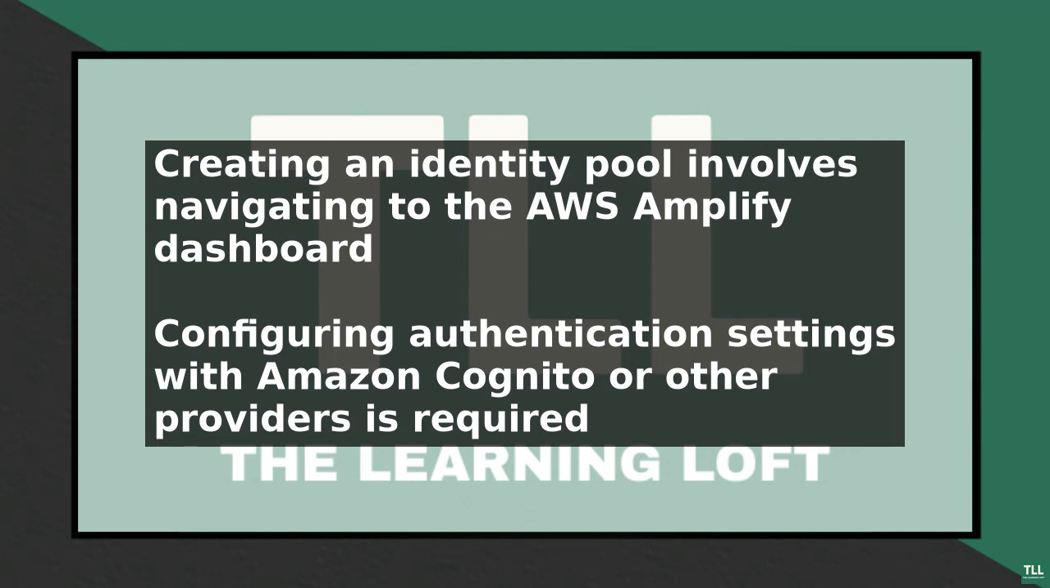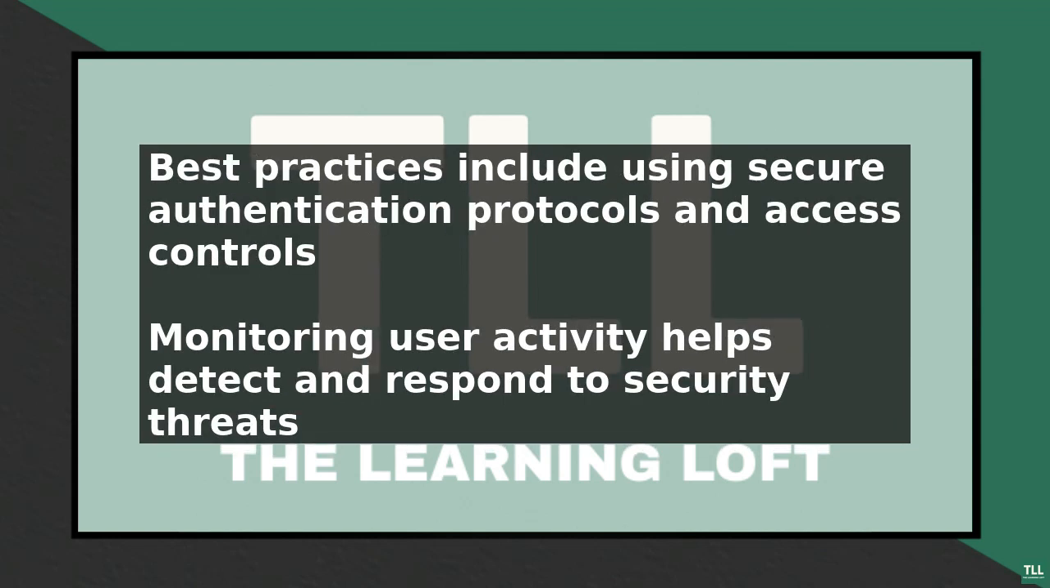Best practices for using identity pools. When using AWS Amplify identity pools, it is essential to follow best practices to ensure the security and scalability of your application. This includes using secure authentication protocols, such as OAuth and OpenID Connect, and implementing robust access controls to protect your application's resources. You should also monitor and analyze user activity to detect and respond to security threats.